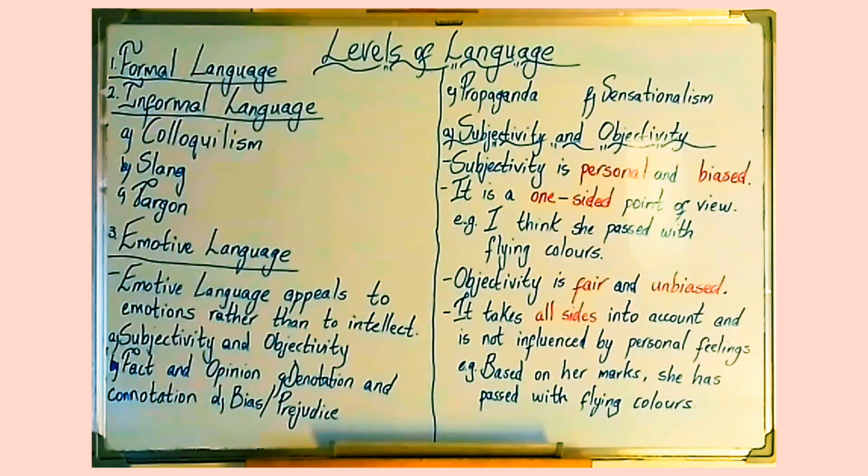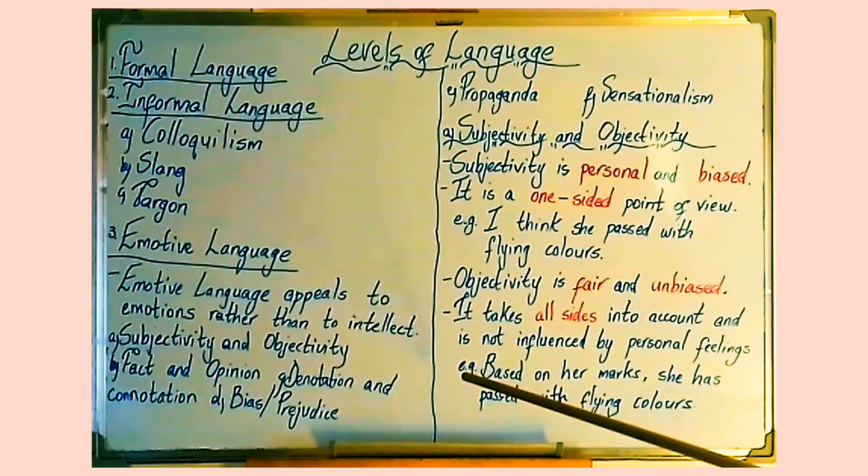Then we move to objectivity. Objectivity is fair and unbiased. So with objectivity, it is fair and unbiased. It is not one-sided. It takes all sides into account and is not influenced by personal feelings. So it takes all the sides into account, and you do not use your personal feelings when you are dealing with objectivity. So here is our example.